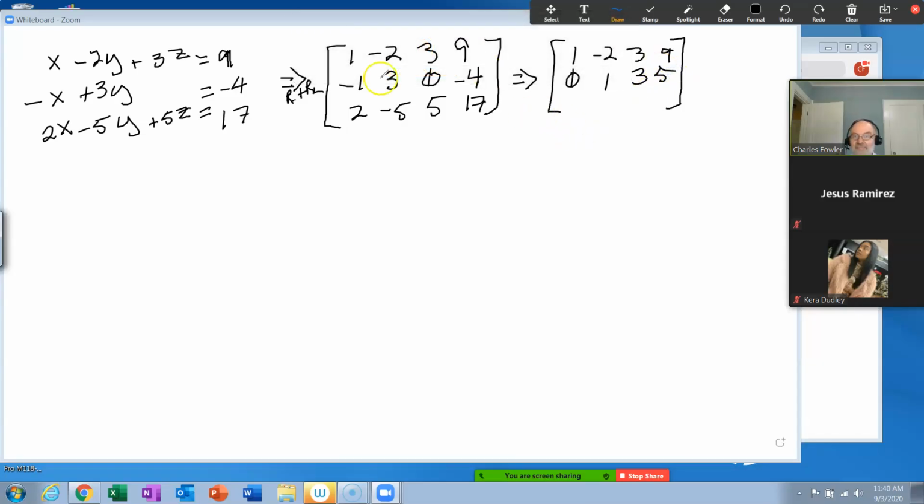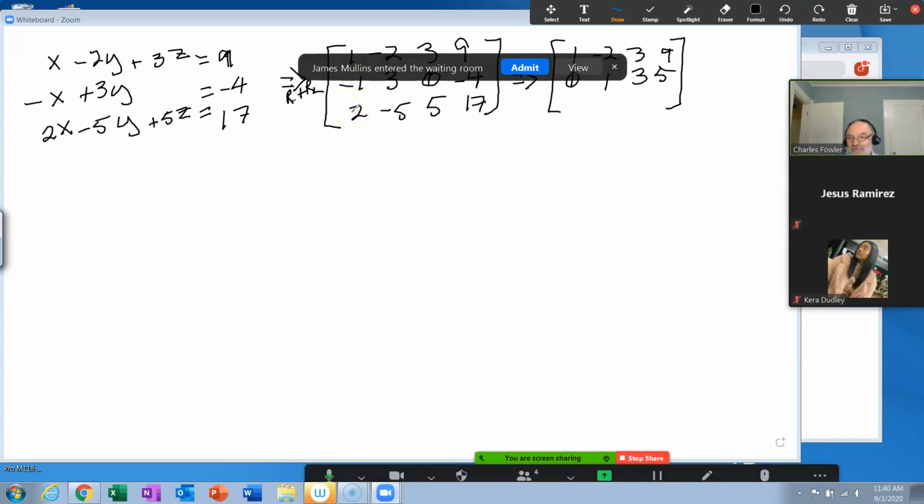Now, what we want is a 0 down here as well. Using that leading 1, that's what we usually do, is use the leading 1 to do it. So let's take that, multiply it by -2, so when you add to that, it becomes a 0.